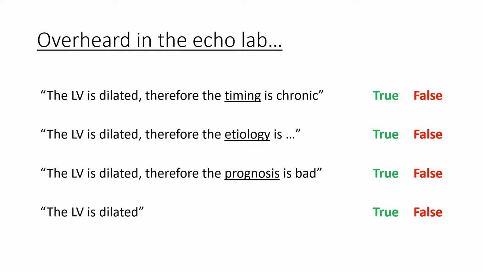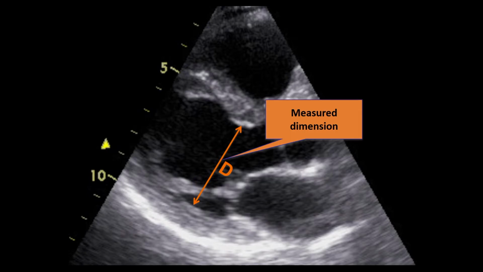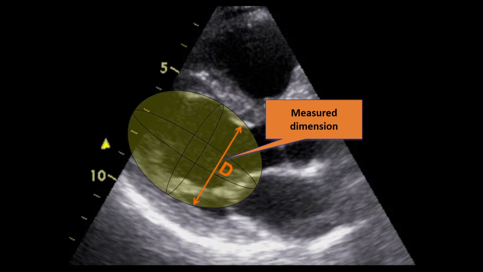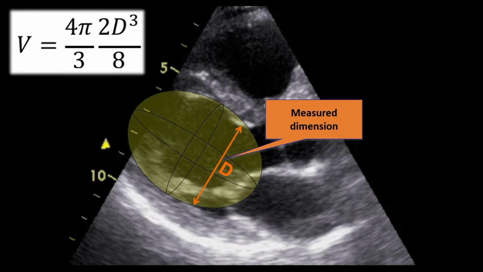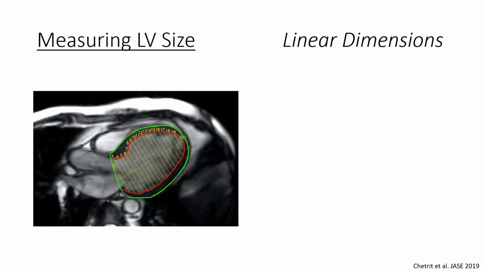How good are we at assessing whether an LV is dilated in the echo lab? Well, as we know, we start with the basal diameter of the LV. This is based on the ellipsoid model, whereby we can estimate the volume of the LV cavity from this diameter. The problem is that the true diameter of the ellipsoid is actually more towards the middle of the LV.